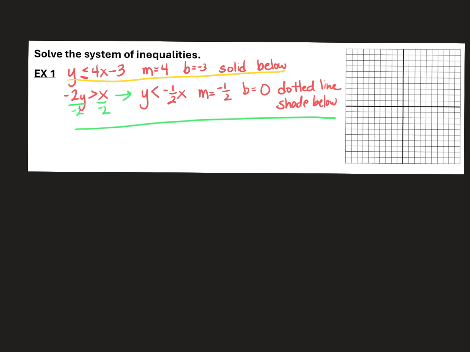Y-intercept of -3, so down 1, 2, 3. Rise 4, run 1 to the right. Rise 1, 2, 3, 4, 1 to the right. I'm going to repeat that a few times. And I'm going to go the other direction. 1, 2, 3, 4, 1 to the left to try to help myself draw a better line. And this one is solid. And I'm going to shade below that line. Below would be underneath it here. So I'm going to shade the whole thing.